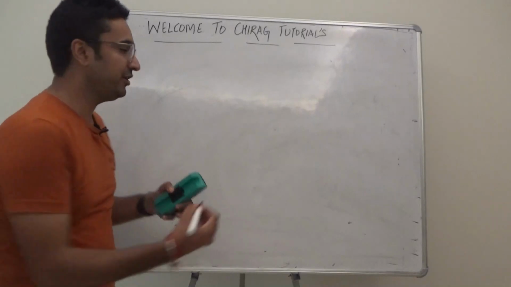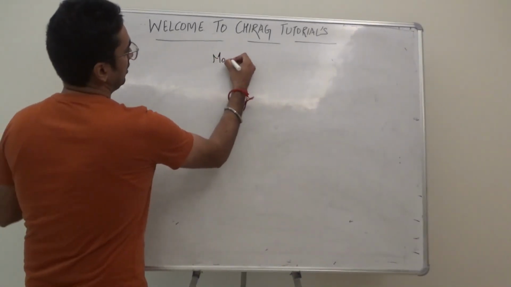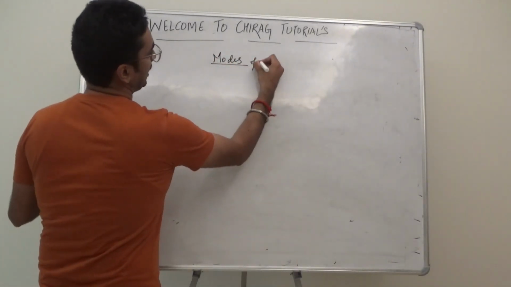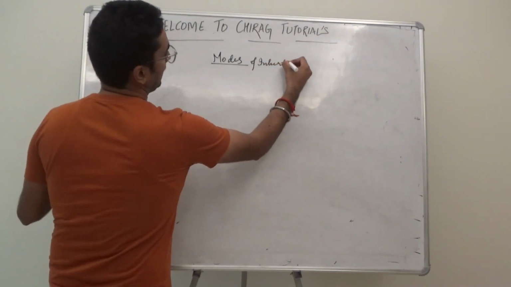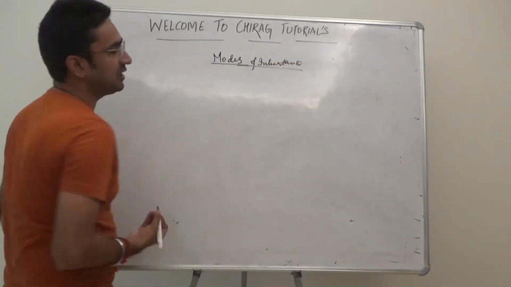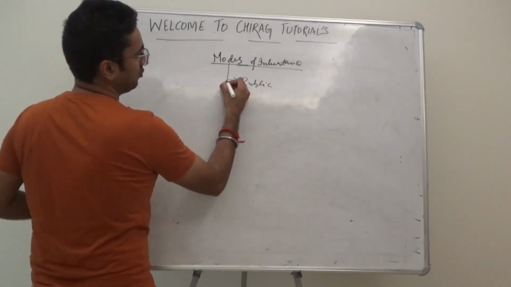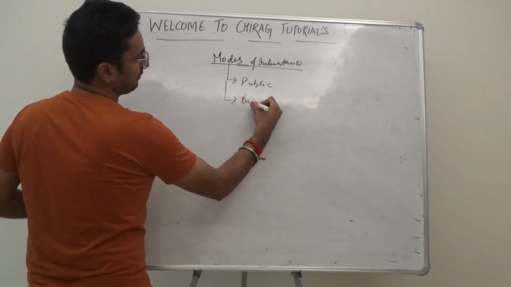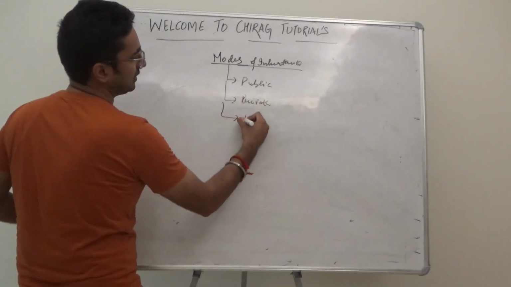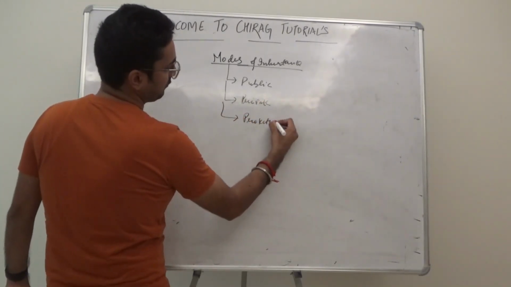In this video we will be doing the concept of modes of inheritance. In modes of inheritance there are three modes. One is public mode, second is private mode, and third is protected mode.